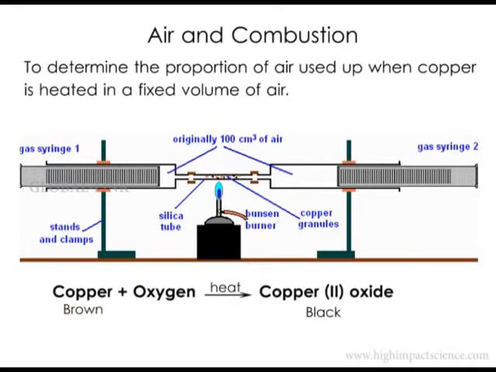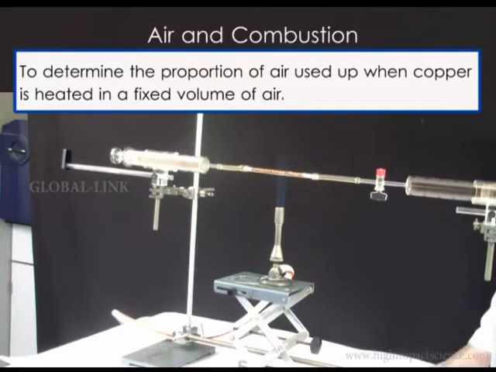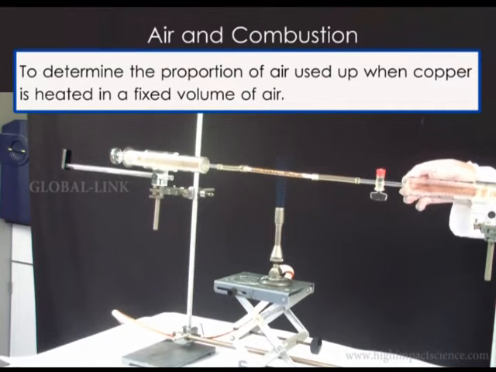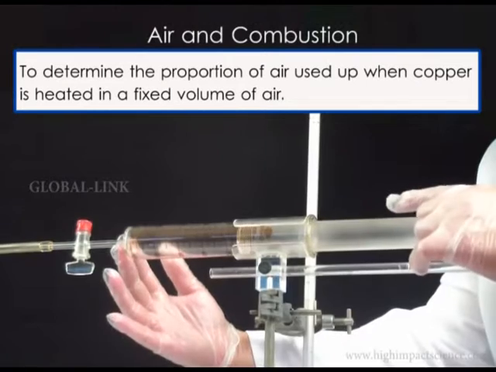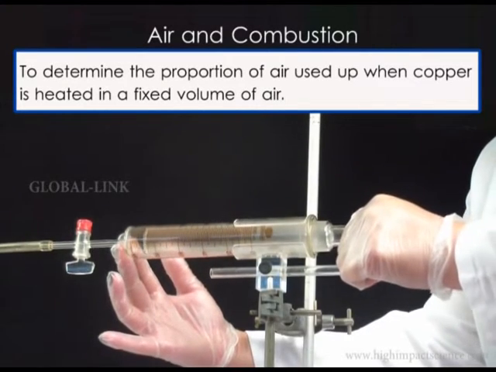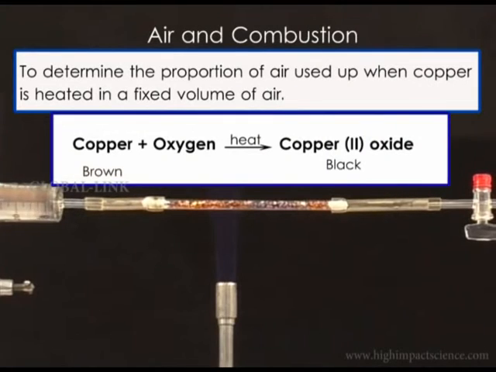We set up the experiment like this. We light the Bunsen burner and heat the tube with the copper powder inside. We then start moving the syringe to and fro about 50 times to pass air over the heated copper. We continue the heating and moving. All the air has to move over the hot copper so that the oxygen in the air can combine with copper to form copper(II) oxide.